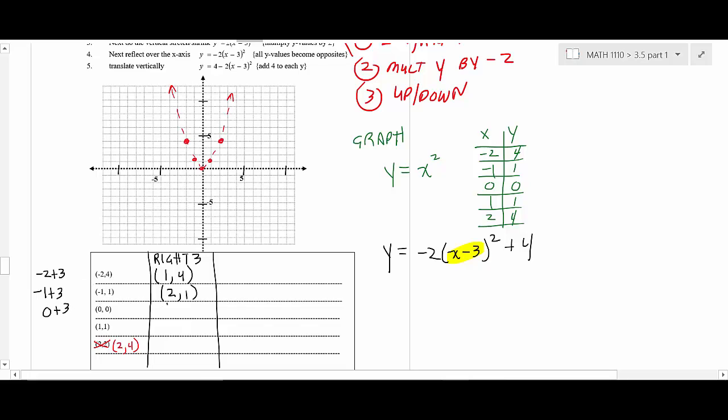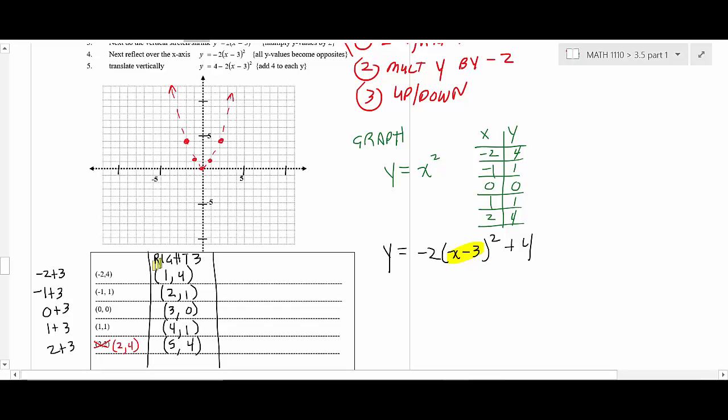0 plus 3 is 3. So that moves to 3, 0. Okay, then the next one, 1 plus 3 on the x would take you to 4, 1. And then finally the last one, 2 plus 3 on the x would take you to 5, 4. Okay, like that. If you learn the order that these things are done in, you can easily do this.